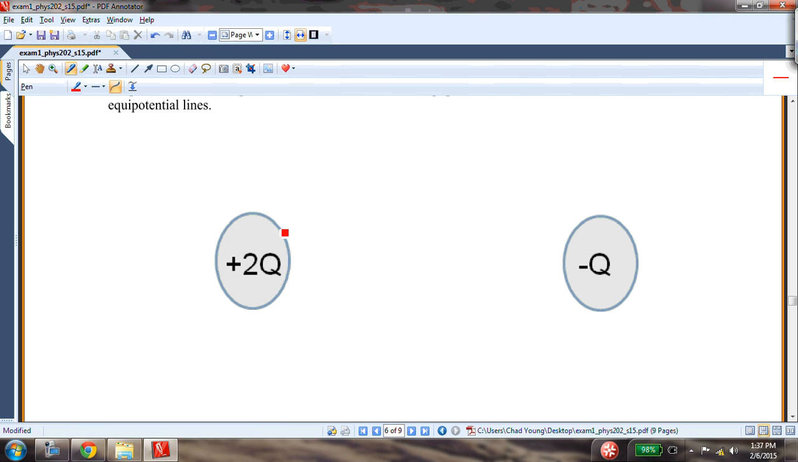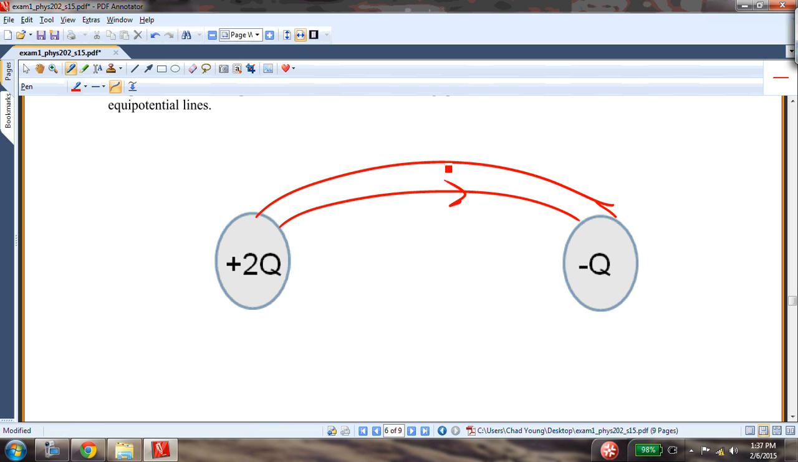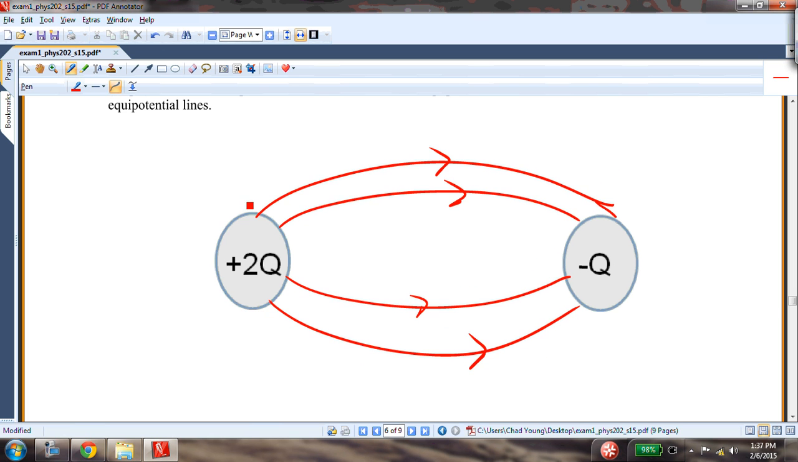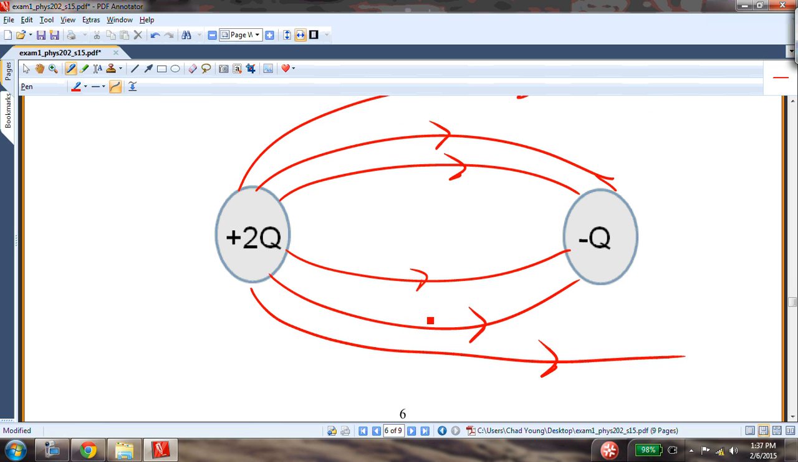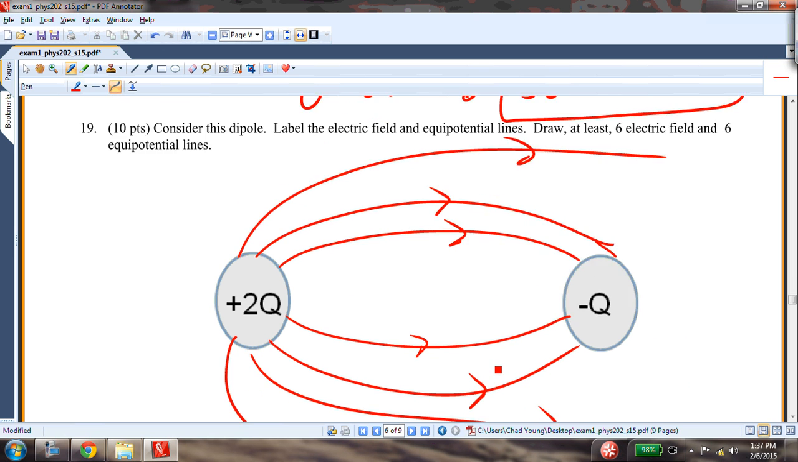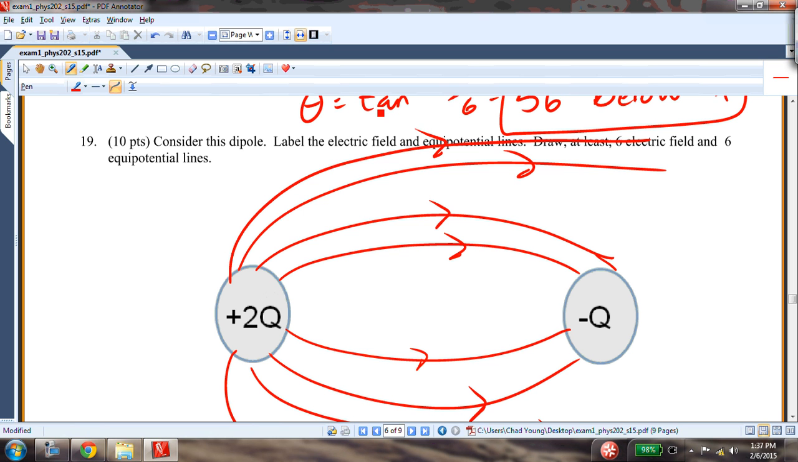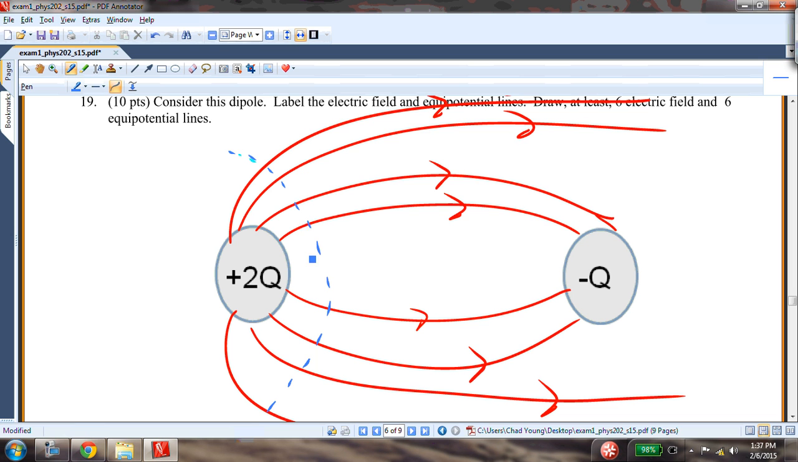All right, so field lines go from positive to negative. Actually, I'm going to do 8. Because this is twice the charge, I get twice as many field lines. All right, and then if I want to draw the equipotential lines, they look like this. Always perpendicular to the field lines, so always at 90 degrees to the field lines.